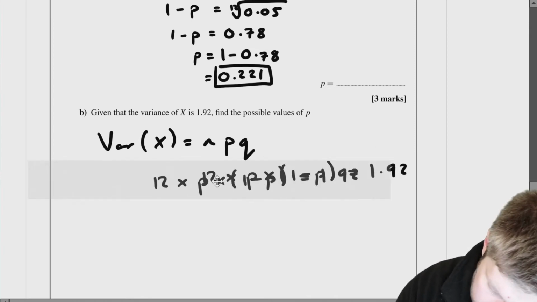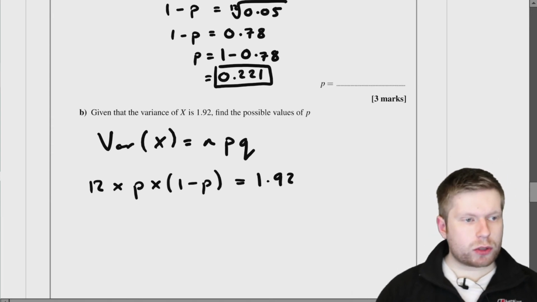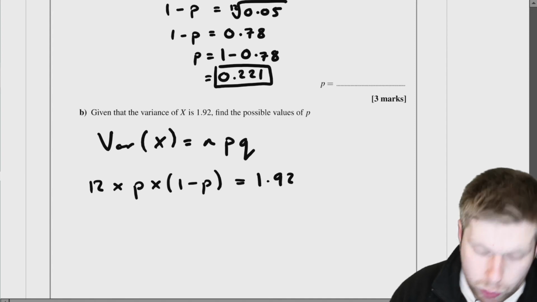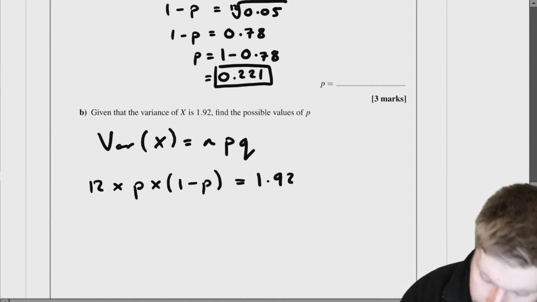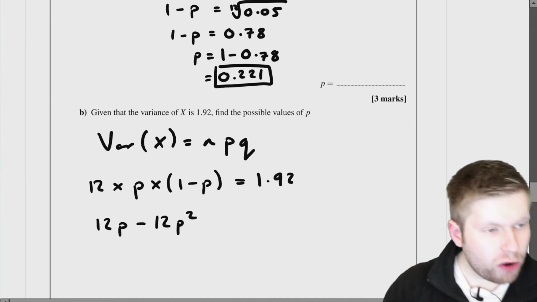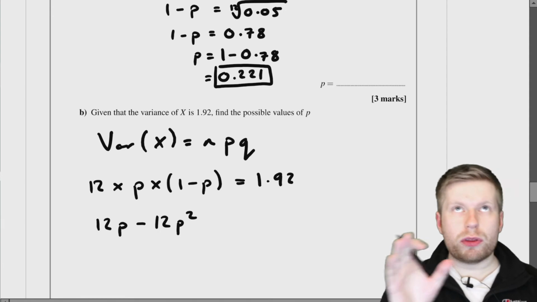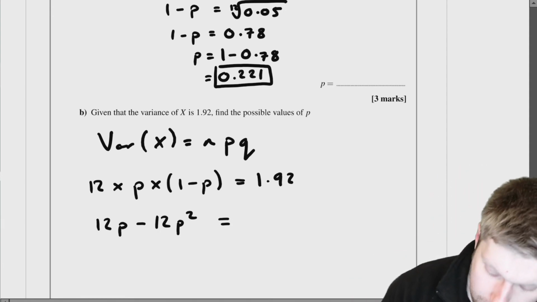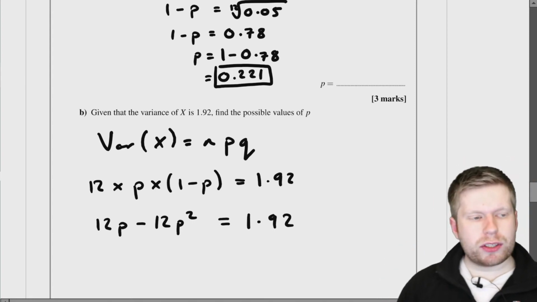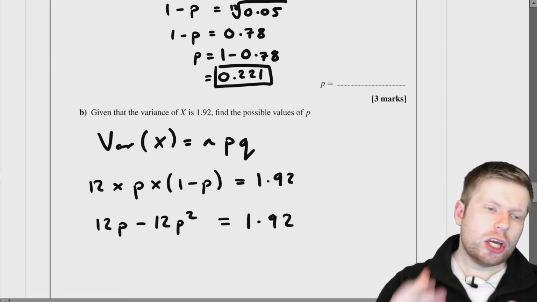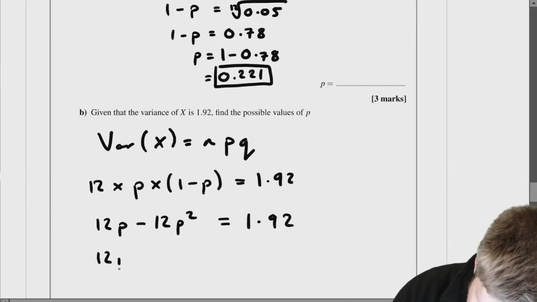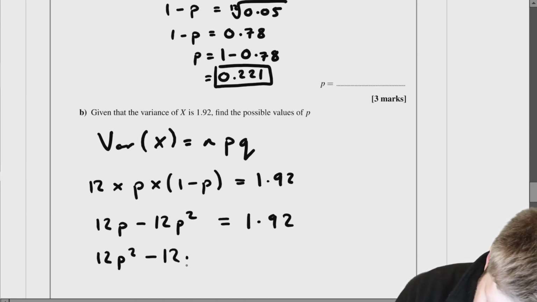So let's have a look at this then. First things first, I'm going to expand out this left-hand side. I've got 12p times 1 minus p. If I expand that out, I get 12p minus 12p squared. I just distribute the 12p over the things in the bracket, and I get 12p minus 12p squared equals 1.92. Now it's an awkward thing to try and solve, but I can see it starting to look like a quadratic. Because I know how to solve a quadratic, I need to set things equal to 0. So I'm going to add 12p squared to both sides, and I'm also going to take away 12p from both sides.